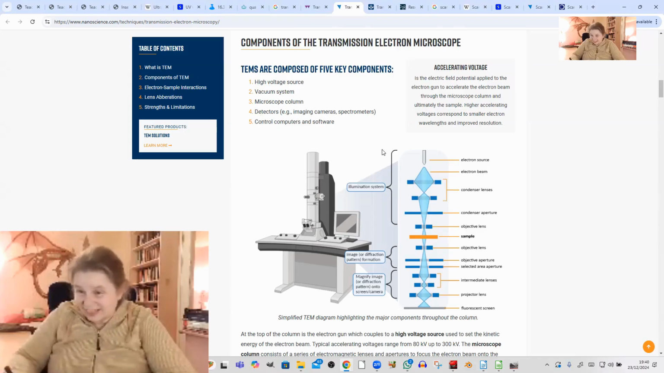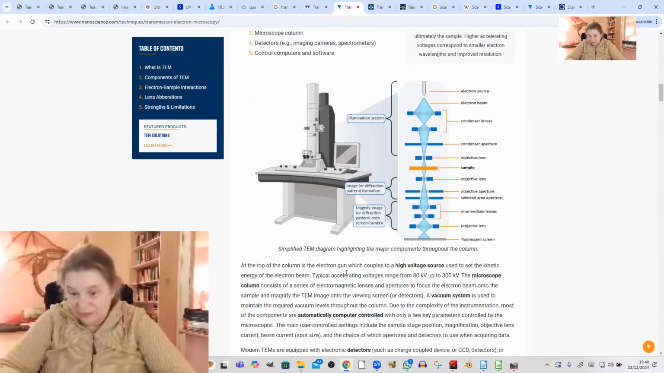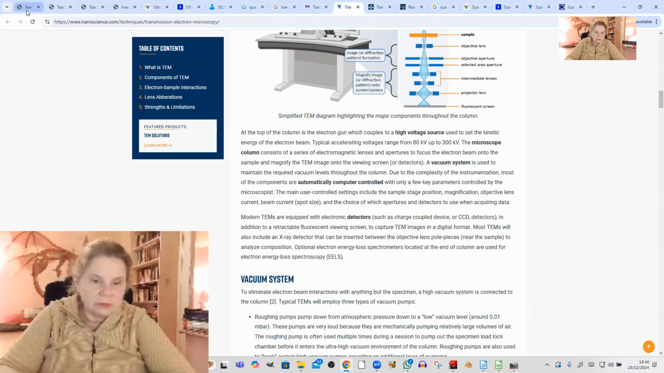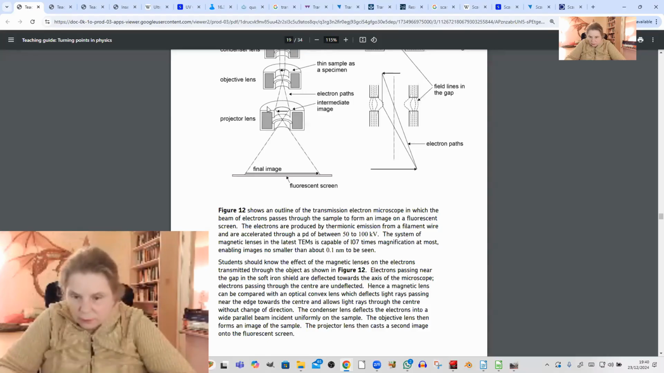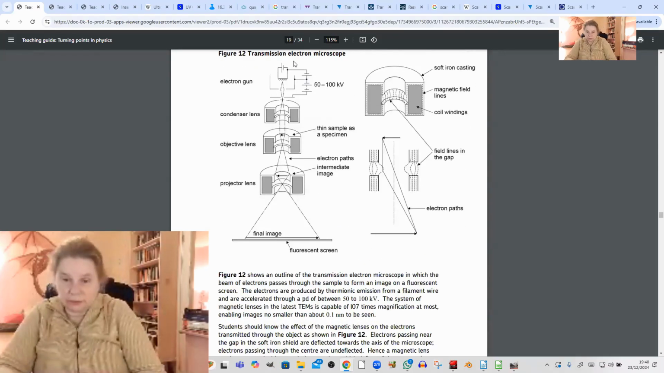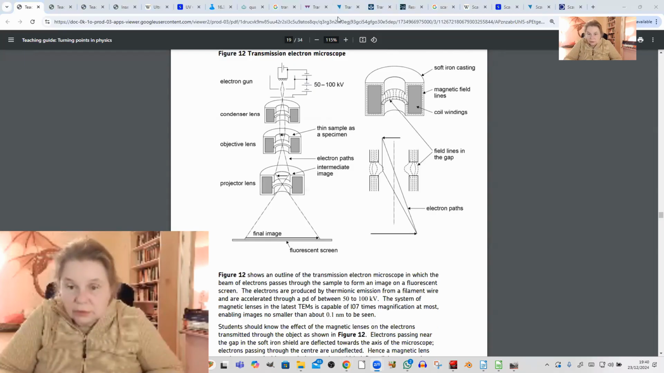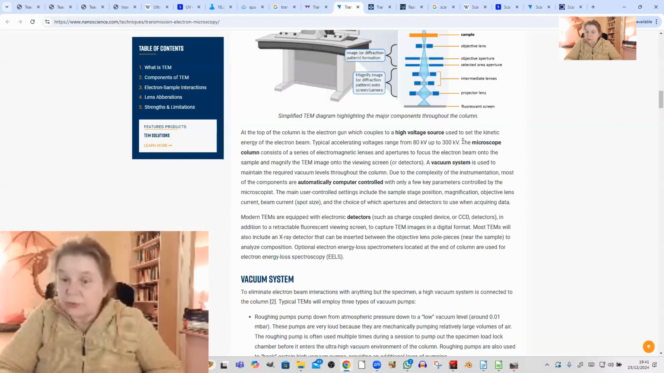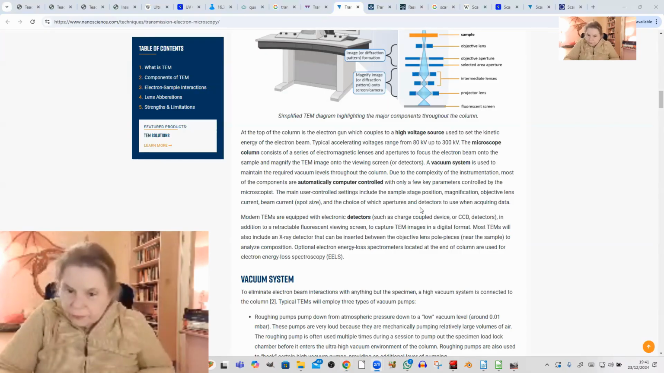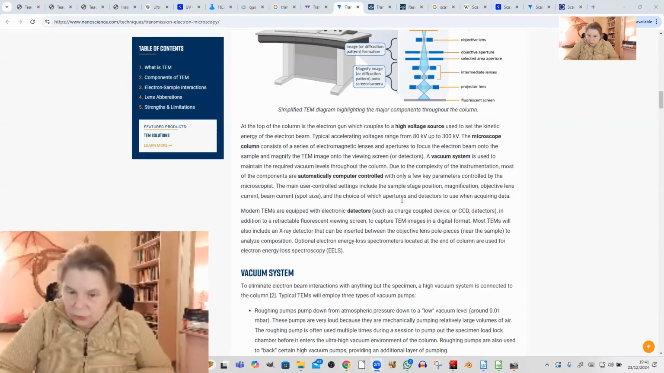But can you see how complicated they really are? Okay, and the diagram in your notes was, what was it, 10 to 100, or was it 50 to 100 or something? 50 to 100 kV. Well, this one was 80 to 300,000 volts. Okay, so yeah, that way you can get even shorter wavelengths.